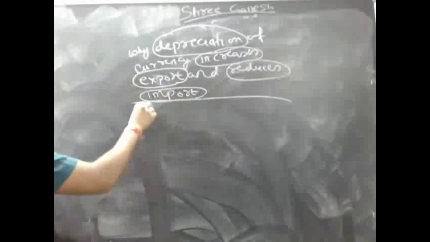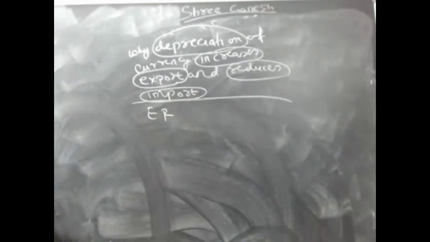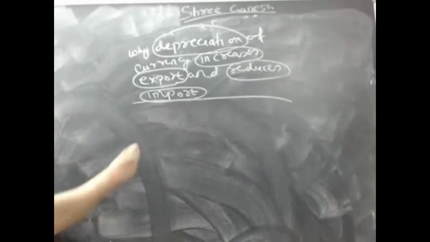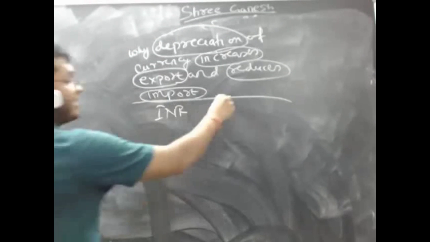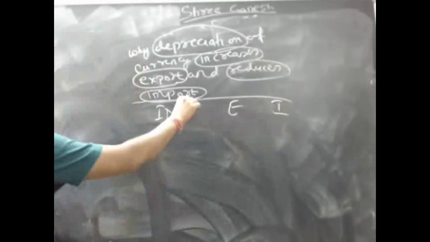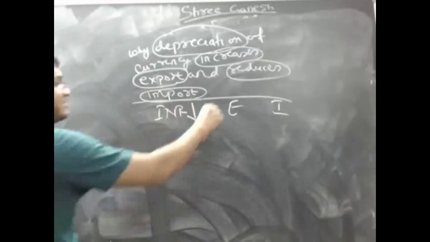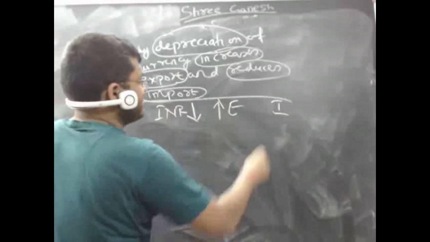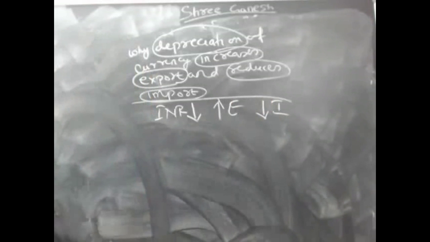So suppose there are three things: exchange rate, I will write Indian rupee, INR, export, import. Now what I am saying, if INR is depreciating, if the value of your currency depreciates, your export increases, your import reduces. So we will see how this is happening.